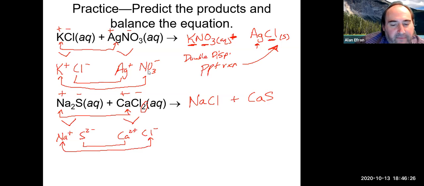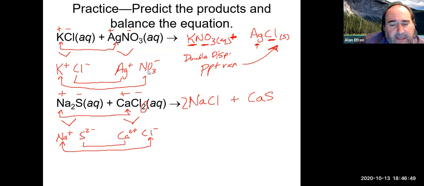Now that we have the right formulas down, this is the point where we want to balance it. And we can see we obviously have two sodiums on the left, only one on the right. So we do need to put a 2 in front of it. That 2 will also go for the chloride, which we also needed 2. And we have one calcium and one sulfur. So the 2 in front of the NaCl should balance it for us.